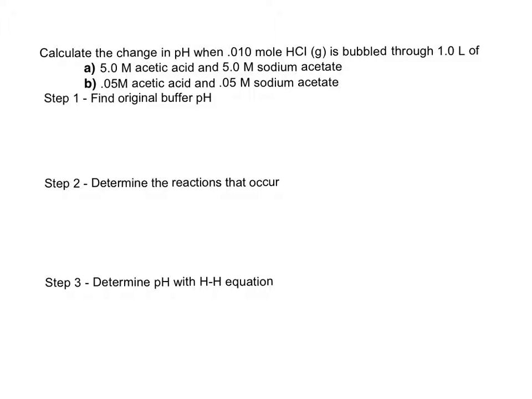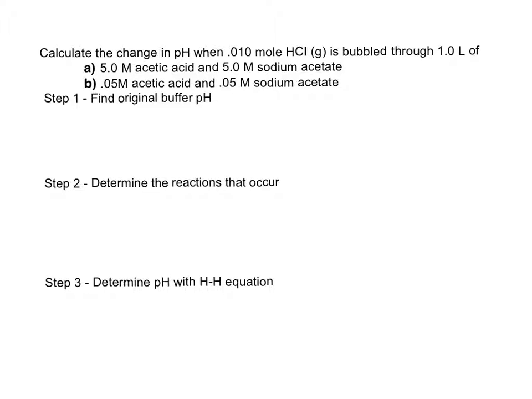So in this problem, I have two buffers. Both of them are the same substances. I have acetic acid and sodium acetate. One of the buffers, I have 5 molar of each. The other buffer, I have 0.05 molar of each. So this one's 10 times the concentration of that one. But both the acidic and basic portions are the same concentration. So first, I'm going to start by finding the original pH of just my buffer. So let me do that.